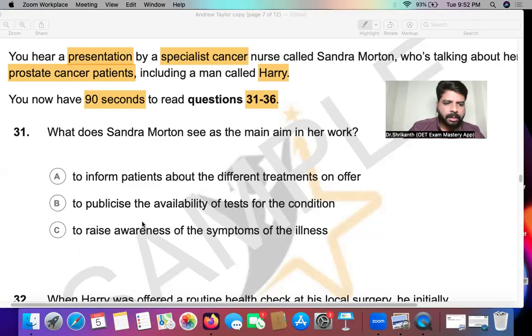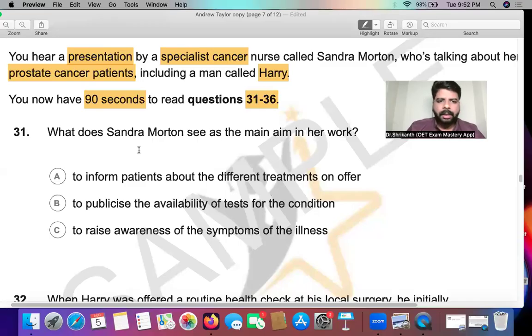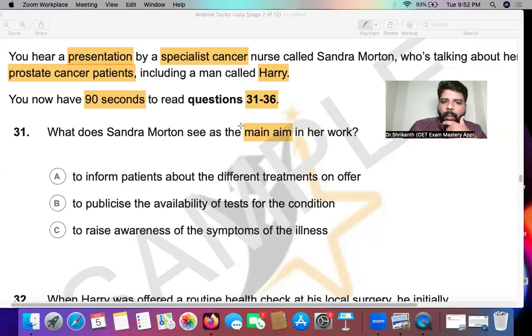One second. All right. So the question over here is, what does Sandra Mountain see as the main aim in her work? So what is the question stem? Question stem basically means the focal point of the question. The main part of the question before the answer options. So what is your duty over here? Your duty is to find what, according to Sandra Morton, is the main aim in her work.